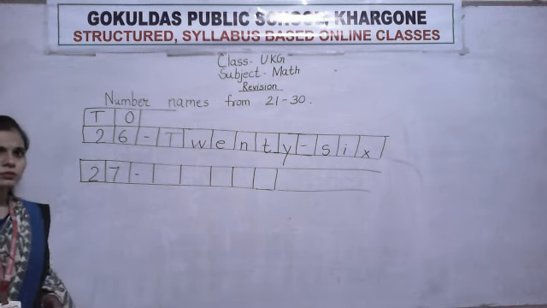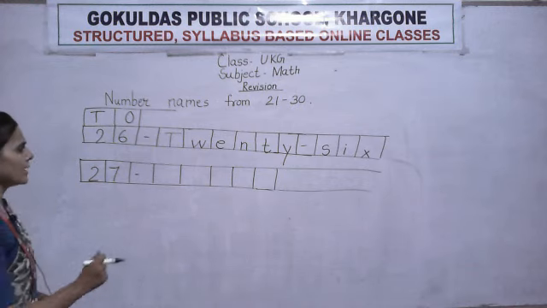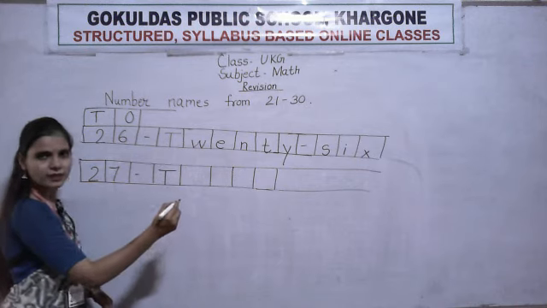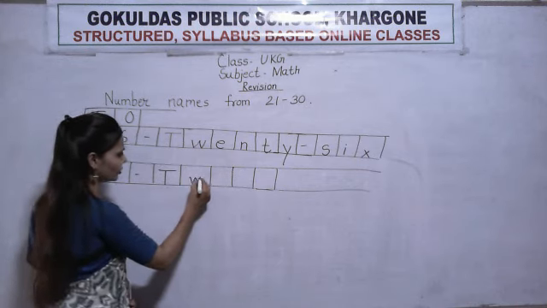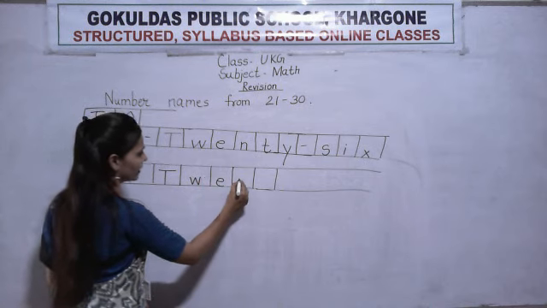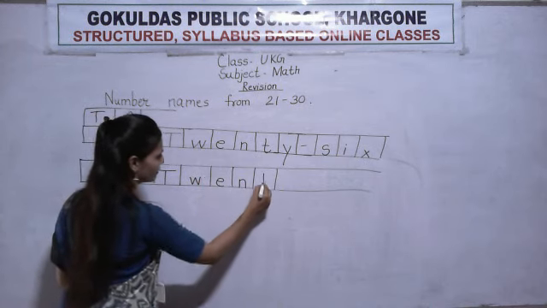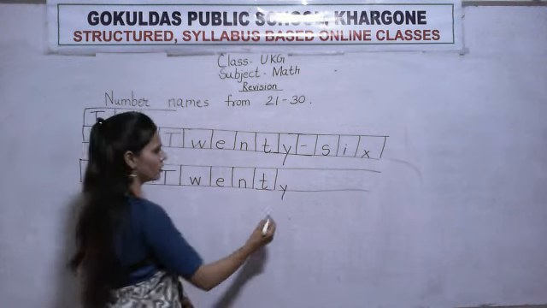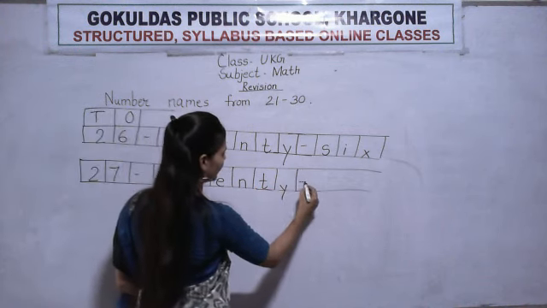All are no? Very good. So now tell me the spelling of 20. All of you say T W E N T Y. Okay. This is the spelling of 20.